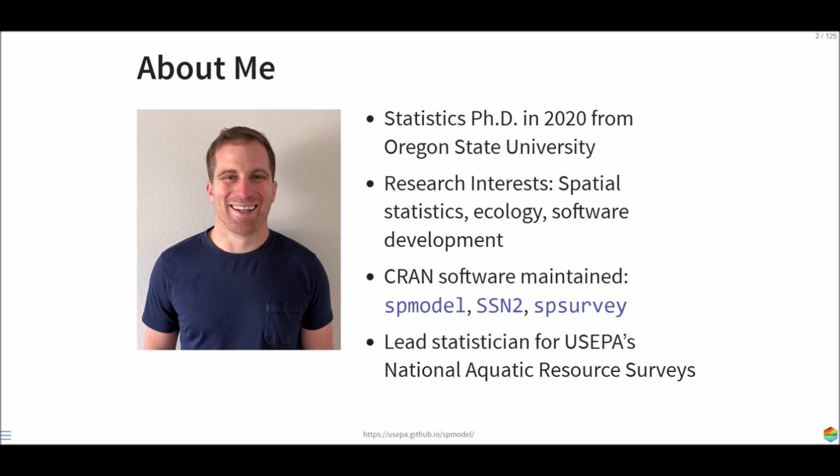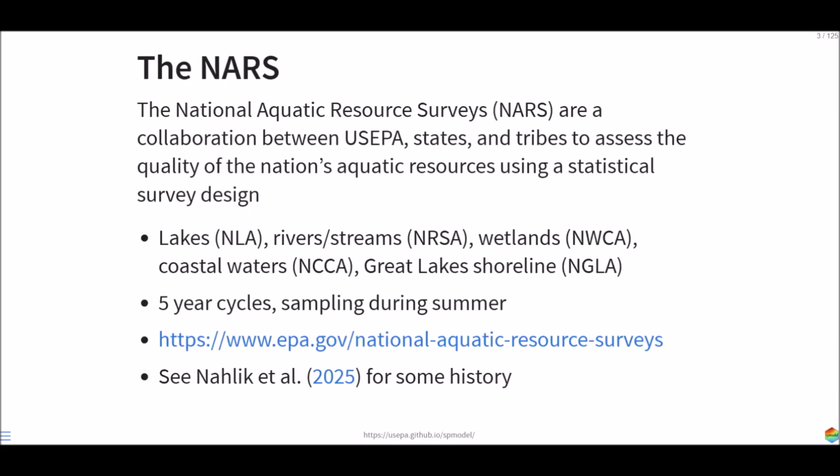Aquatic Resource Surveys program. So what are the National Aquatic Resource Surveys, or the NARS? They're a collaboration between EPA as well as states and tribes to assess the quality of our nation's aquatic resources using what we call a statistical survey design or probability sampling.